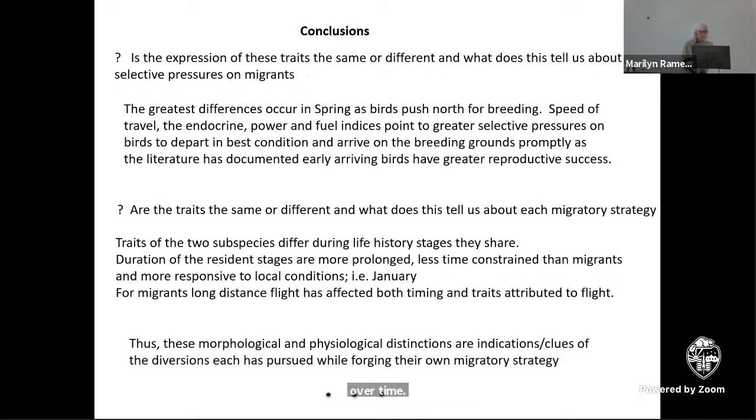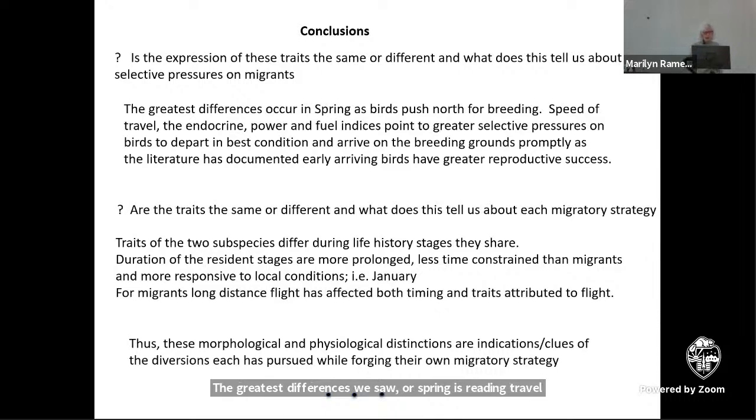So in conclusion, is the expression of these traits the same or different? And what does this tell us about selective pressures for migrants? So the greatest differences we saw were in spring, as birds push north for breeding. Speed of travel, endocrine measures, power and fuel indices point to greater selective pressures on birds to depart early and arrive on the breeding grounds promptly, as the literature has documented that birds arriving early have greater reproductive success.